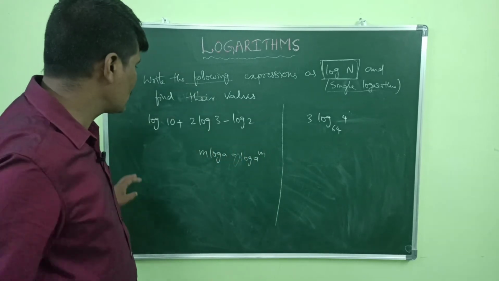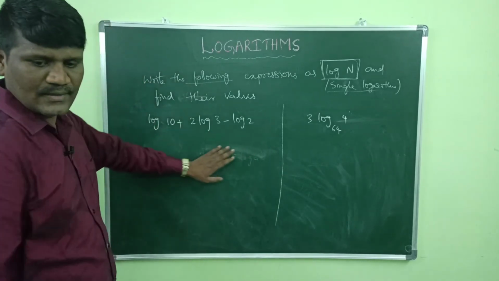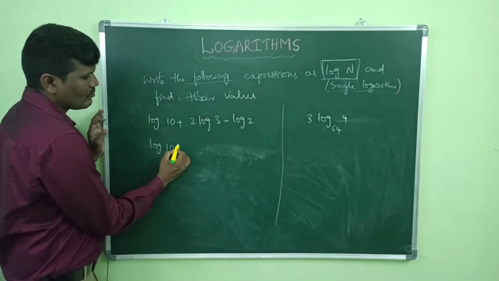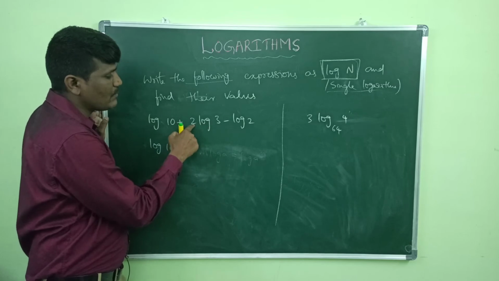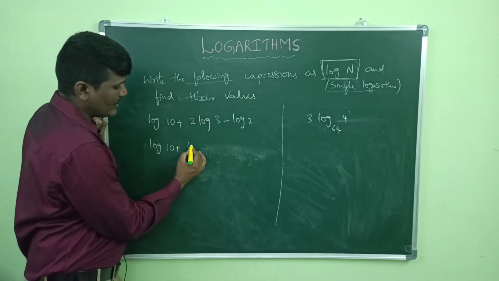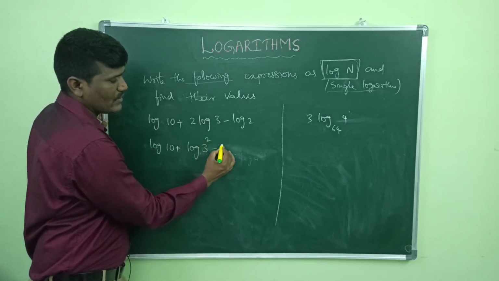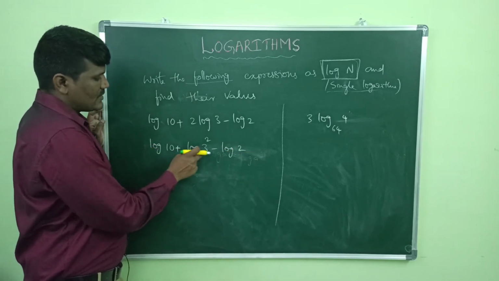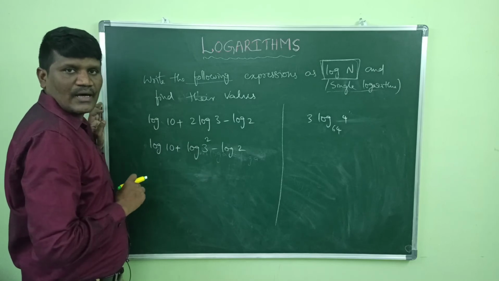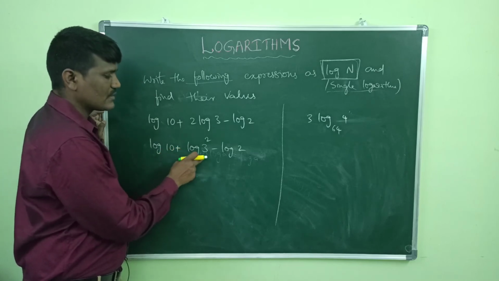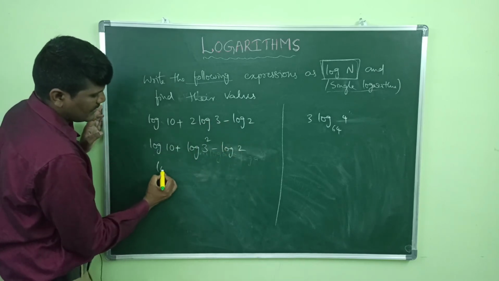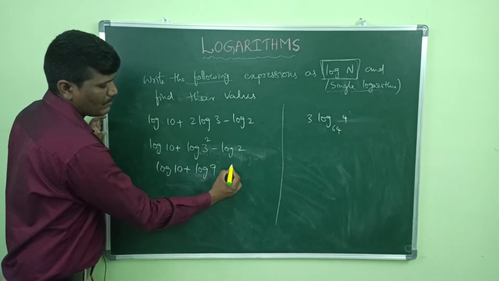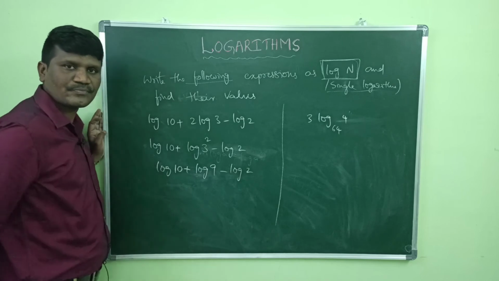That is the first condition to convert into a single logarithm. If anything is there before log, you send it into the power. So the first one is here. If you observe, log 10 has nothing multiplied, so I am writing simply log 10. Here 2 log 3 is there, 2 is multiplied by log 3, so you can write this as log 3 square minus log 2. Now there is nothing multiplied by any logarithm. So log 10 plus log 3 square minus log 2. This I can write as log 10 plus log 9 minus log 2.